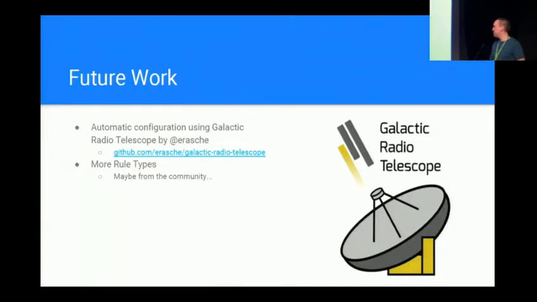So that's kind of it. I was just going to mention the Galactic Radio Telescope by Eric Rasche. The Galactic Radio Telescope will collect stats on jobs run between Galaxies that can opt into reporting their data. And once we build up a huge collection of data, we can generate automatic rules for you to optimize the resources used. In the future, we may add more rule types. Maybe the community can help me with that. But that's it. Any questions?